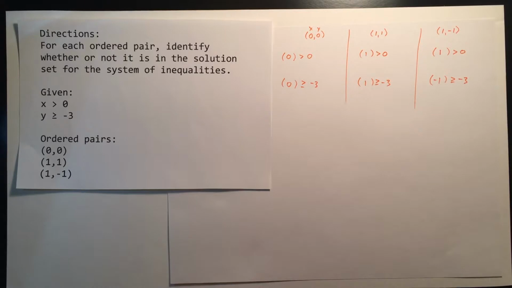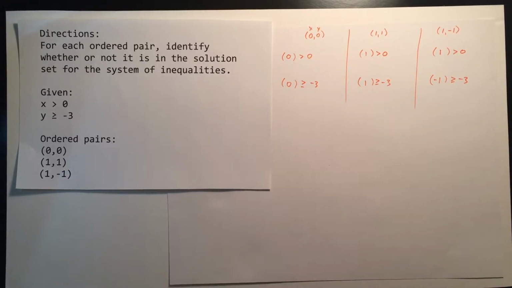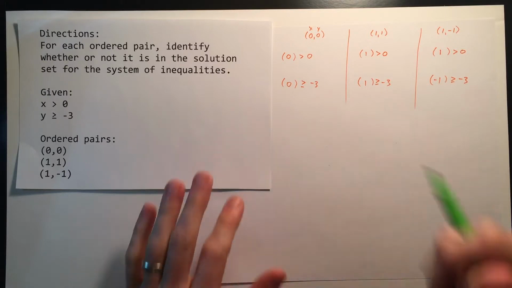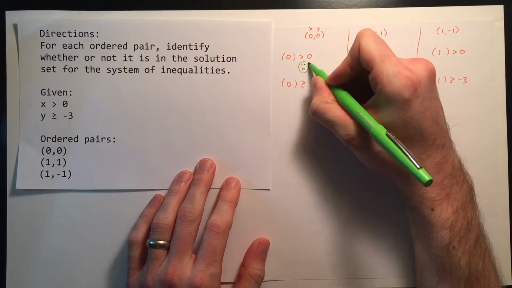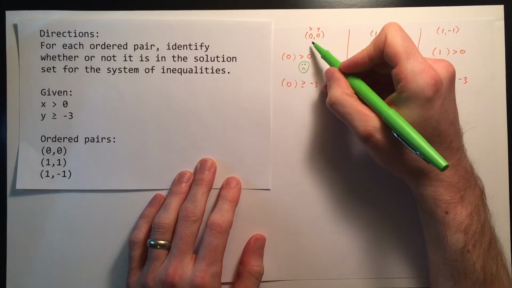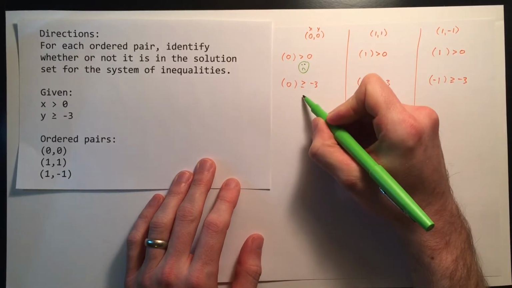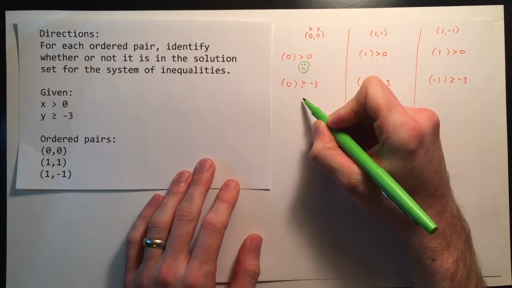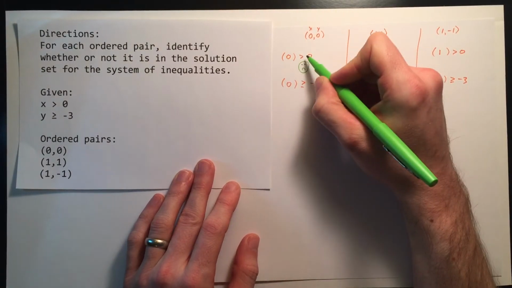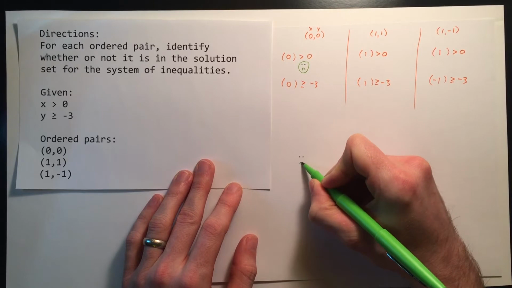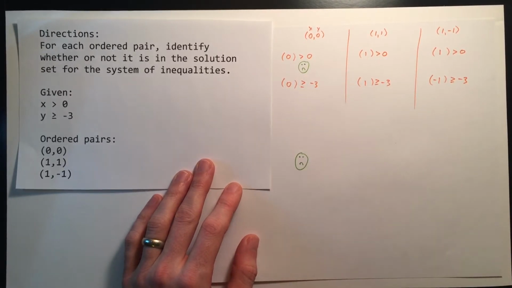So is 0 greater than 0? Nope, it's not greater than, it is actually equal to. So because that is not greater than, that is a false inequality statement. And that means that this ordered pair is not a solution to this inequality. So even if it was a solution to this inequality, which it actually is, 0 is greater than or equal to -3, because it's not to one of them, it is not a solution to the system. So we don't even have to do the other problem. We already know it's not a solution to the system.